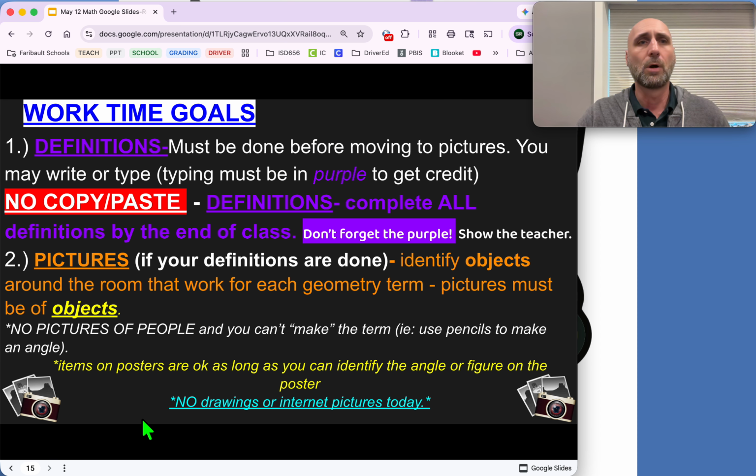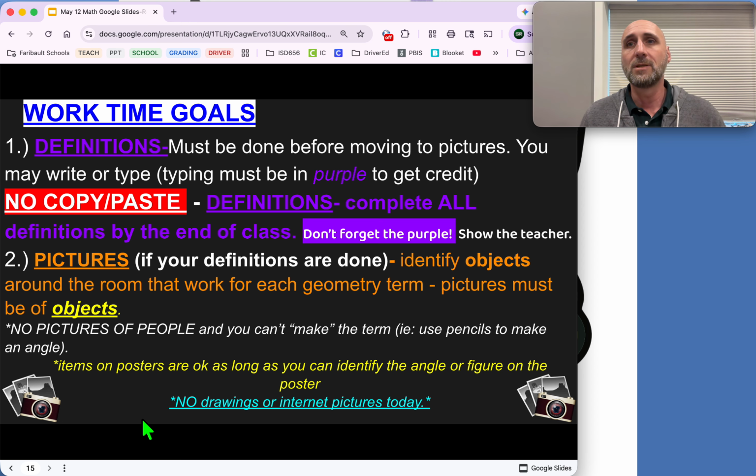Here are your work time goals, and this will be up when I'm done with the video here. Number 1, definitions. They must be done before moving to pictures. You may write or type. Typing must be in purple to get credit. Remember, there is no copy and paste. All definitions need to be complete by the end of class if you were here Monday and Tuesday, okay?